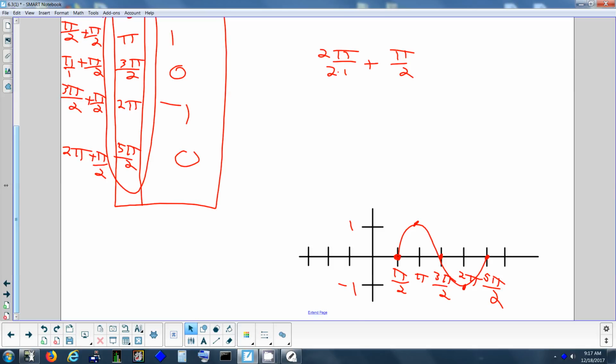If you wanted to put the original, that would look something like this. In black is the original, in red is the new one. So you can see what happened. It's a phase shift. It shifted to the right. Any questions on that?